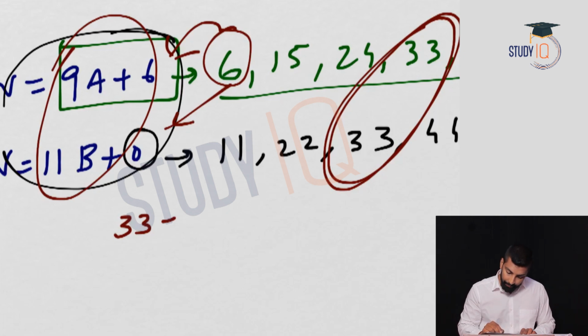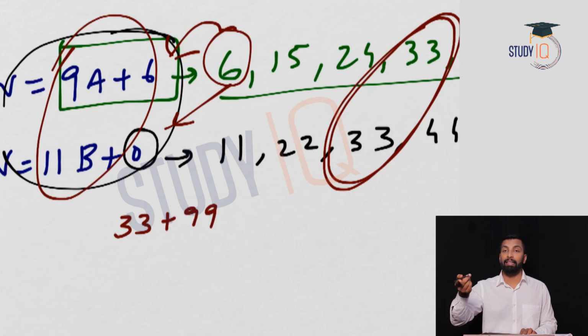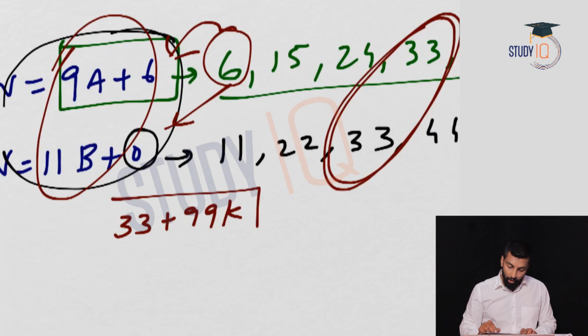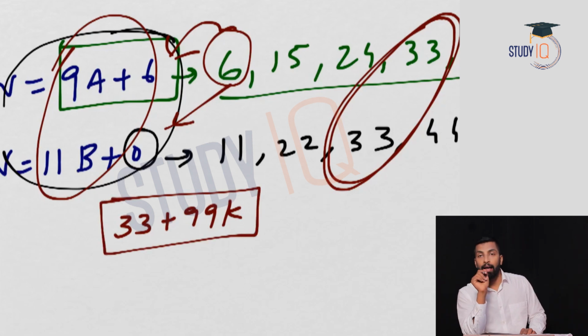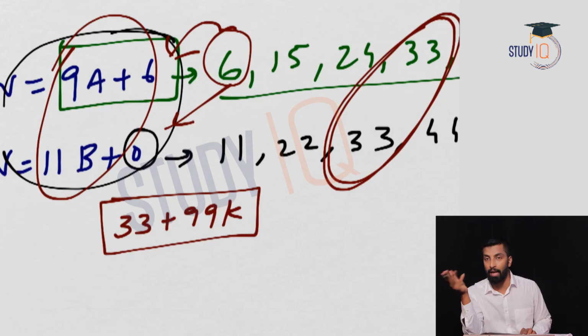So you add 99, you get the next number. Again add 99, you get the next number. Again add 99, you get the next number. So it's actually a series, or you are actually going to get an AP. And in fact, all the remainder questions are AP based questions only. We will discuss in detail about AP later.